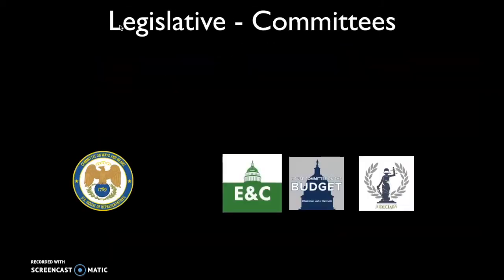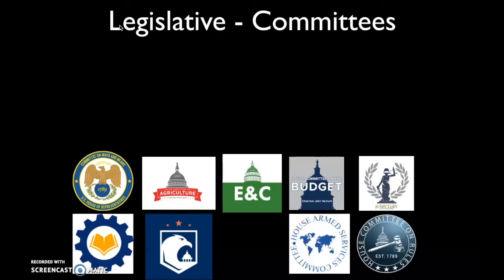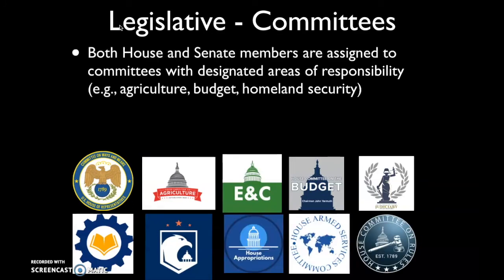Another similarity between the House and the Senate is that they are both organized into a variety of different committees. Members at the beginning of each term are assigned to those committees, and those committees have designated areas of responsibility. For instance, you have the House Agricultural Committee, the Senate Budget Committee, the House or Senate Homeland Security Committee. It's really important, if you are a member of Congress, which committee you get assigned to. For instance, if you're a senator from Iowa, it makes sense that you try and get on the Senate Agricultural Committee because a number of your constituents would really care about those issues.